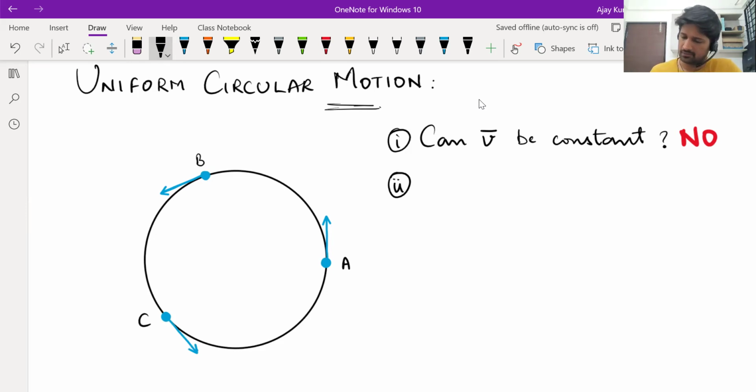Now answer this, all of you. In circular motion, or for an object to undergo circular motion, is acceleration necessary? Should the object accelerate? Yes, sir. Okay. How do you justify that?